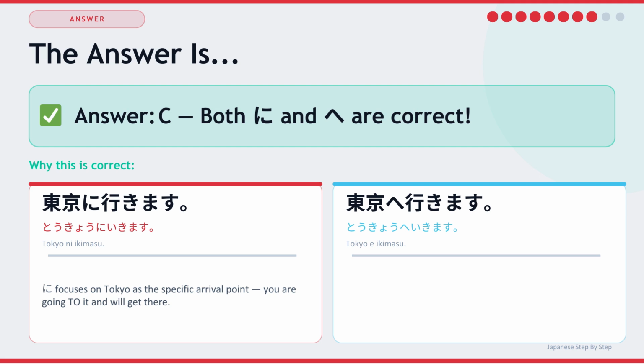Ni here puts the focus on Tokyo as your destination. You're going to Tokyo and you will arrive there. The pin is dropped. Tokyo is the endpoint. He here puts the focus on the direction of travel. You're heading towards Tokyo. The arrow is pointing. You're on your way. That is real Japanese, and that is exactly what you just learned. Destination versus direction. Let's lock that in for good. Key takeaways are next.